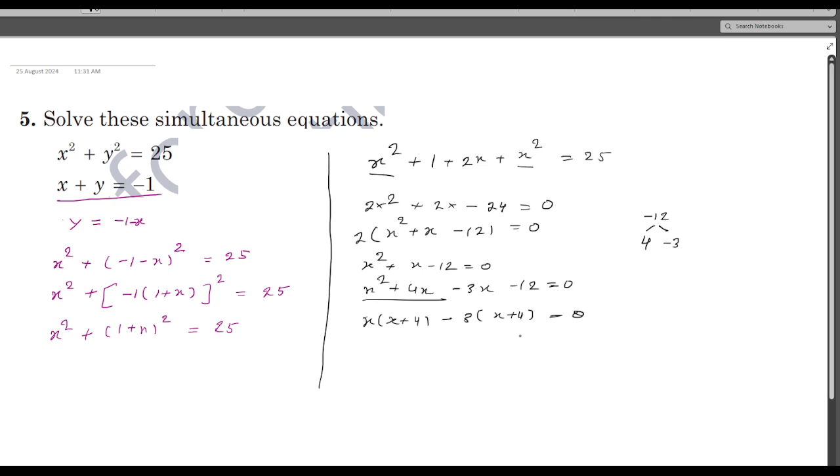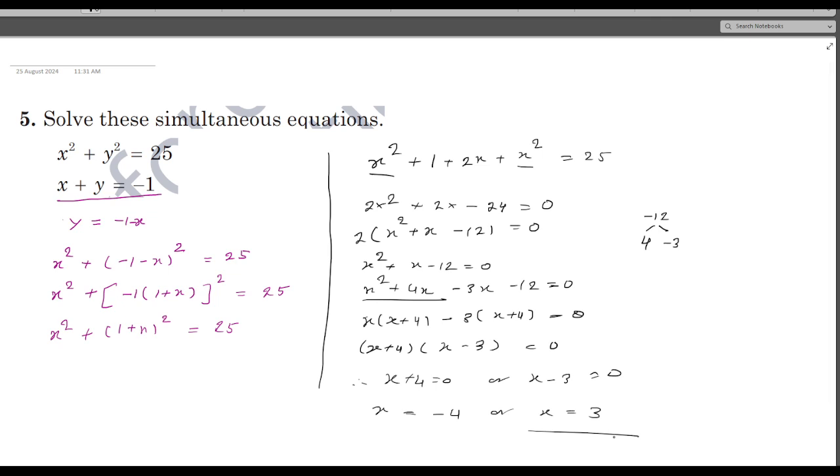So when you are taking anything common, simply divide that common term from each term, like -3x divided by -3 will give you x, and -12 divided by -3 will give you 4. Now x plus 4 we can take common, so x plus 4 in one bracket and x minus 3 in another bracket. The product is 0. So this gives you the value of x plus 4 is 0, or x minus 3 is equals to 0. So that gives you x is equals to -4, or x is equals to +3.